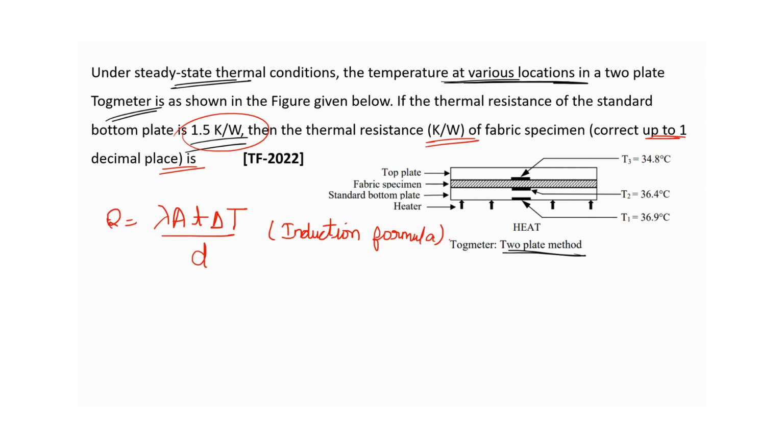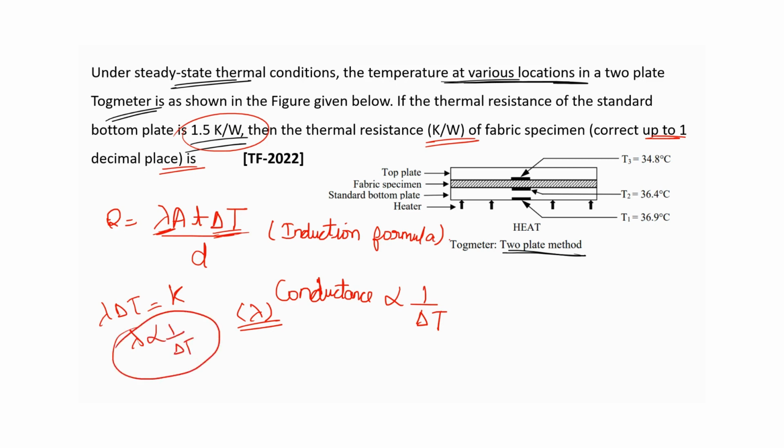Taking all these things as constant, if we write how these things are related, then conductance, which is lambda, is inversely proportional to delta T. So if we keep all these things constant, then lambda times delta T is constant, and lambda is inversely proportional to delta T. If we keep Q, d, A and t constant, then this relation can be found out.